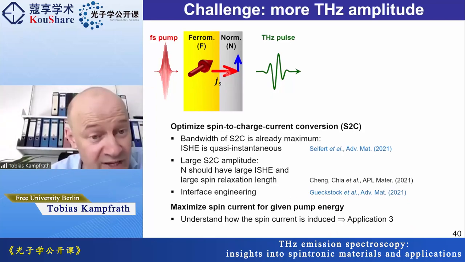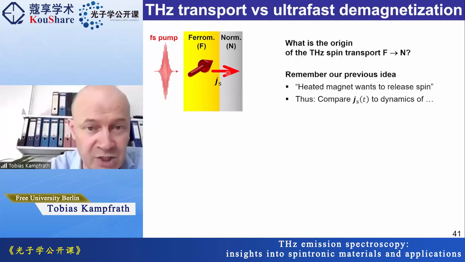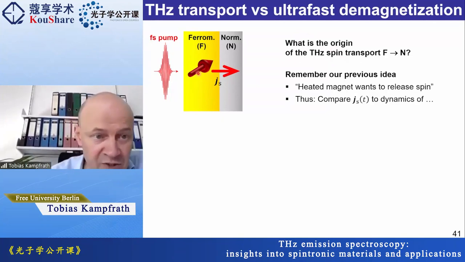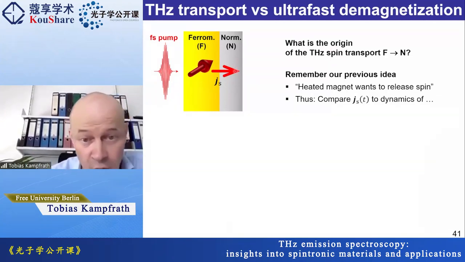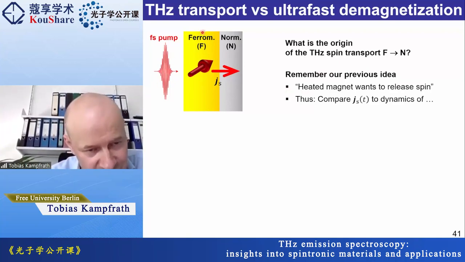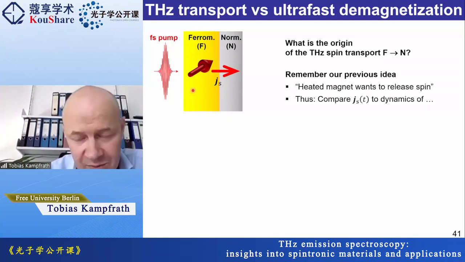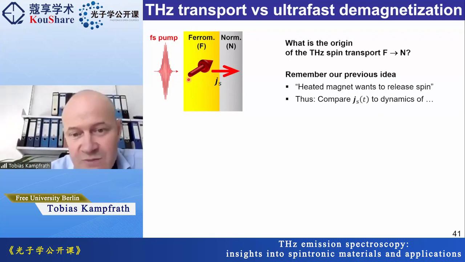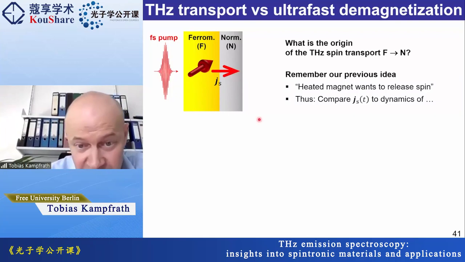Let's try to understand why spin currents flow by means of terahertz emission spectroscopy. You can also ask it like that: what is actually the origin of the spin transport from the ferromagnet into the normal metal layer? Let's remember the idea that I mentioned earlier in this talk. When you excite the stack with a femtosecond laser pulse, you heat it up, you increase the temperature. This means that this magnet would like to reduce its magnetization. It wants to get rid of spin. It wants to release spin. And the hope was then that it would release the spin by transport.